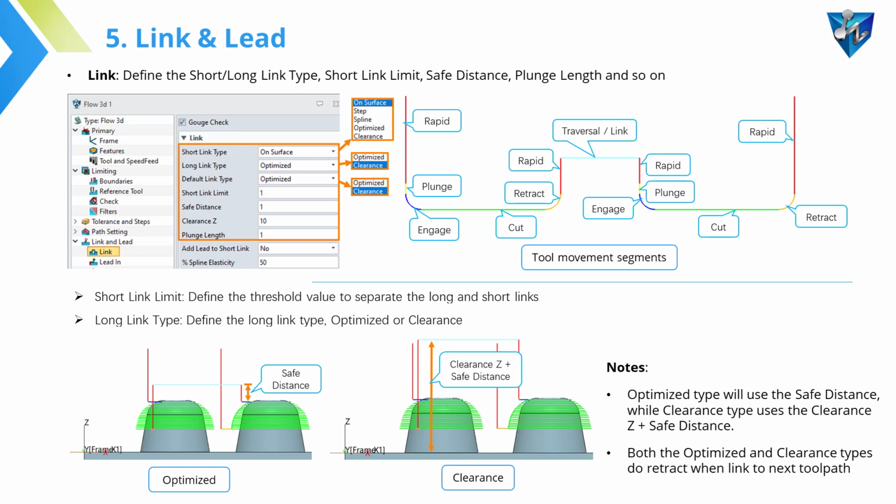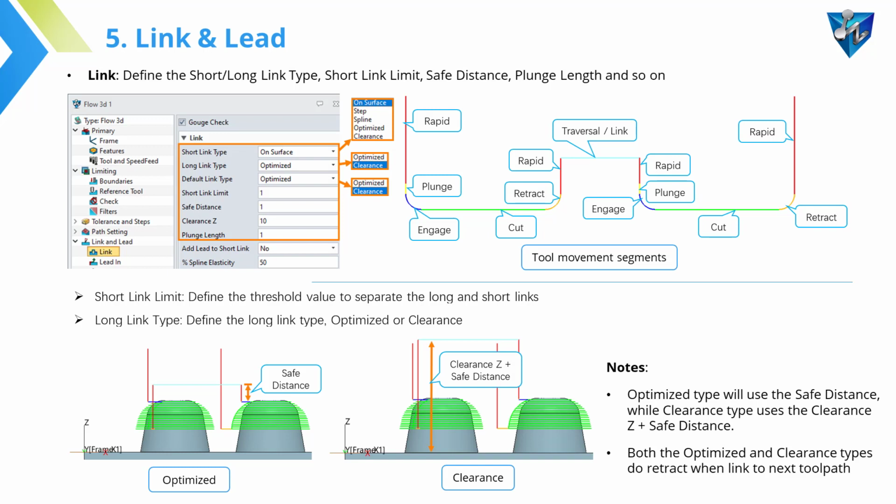The last part of roughing parameter setting, link and lead, is used to define the short and long link type, short link limit, safe distance, plunge length, and so on. First, we need to know the segments of the tool pass. Normally it is rapid down, then plunge to slow down, then slowly engage, then the cutting tool pass. After cutting, it will retract, then rapid up. Traversal through the link tool pass to the next region and repeat.